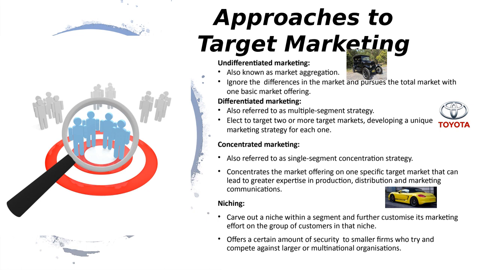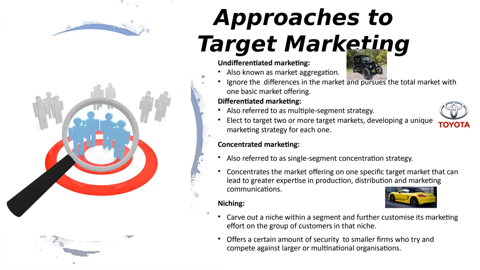Now, as we've just said, we can see that markets have different wants, needs, appeals, etc. So undifferentiated marketing doesn't really happen anymore. The most popular target marketing strategy is what is called differentiated marketing. And Neo's just explained exactly what Toyota do there. This is where a product is developed for different segments.